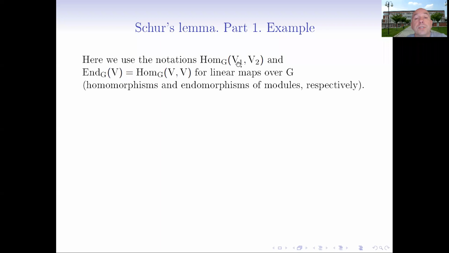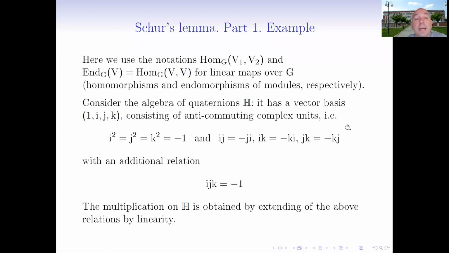And the first is called homomorphisms, the second endomorphisms. Now let us consider the algebra of quaternions. So you know that the field of complex numbers, viewed as an algebra over the real numbers, is spanned by the identity and the complex unit.